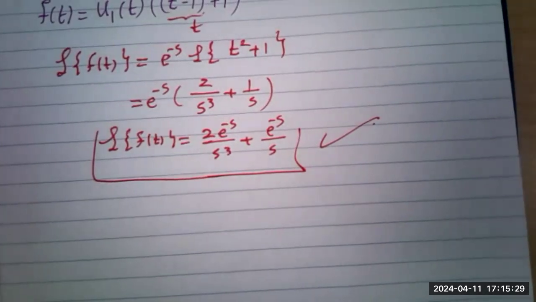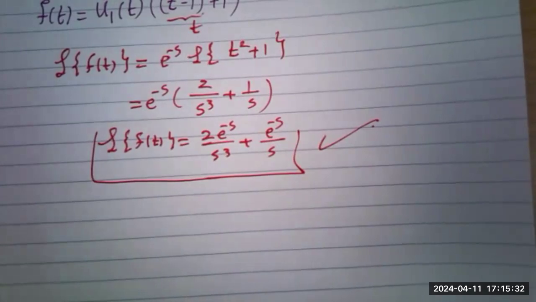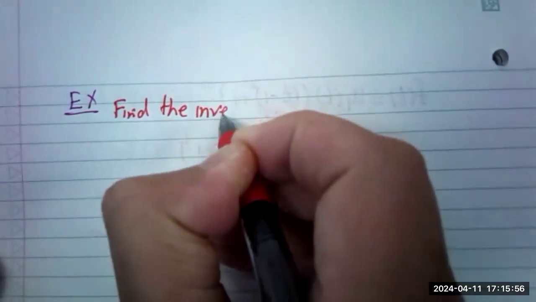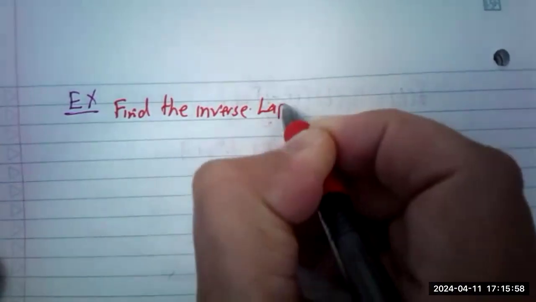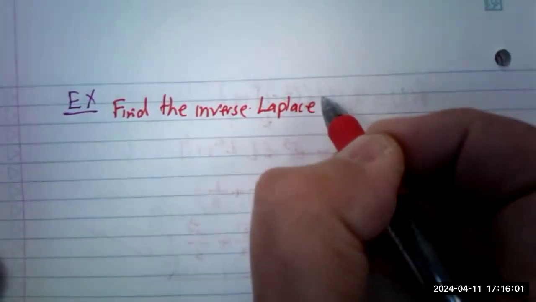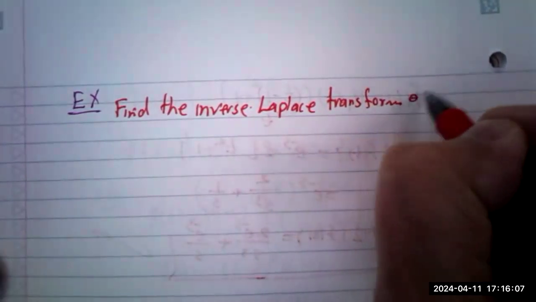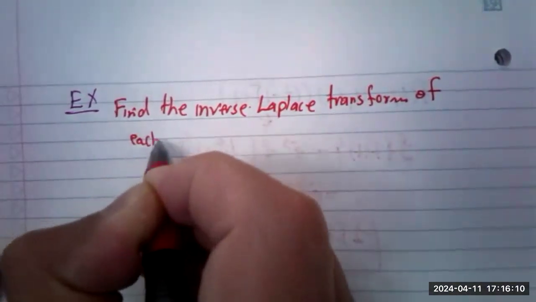So we are going to see how we're going to do it the other way around. Okay, because this is the way we are going to use it when we get to differential equations. So this is going to be the second group of examples. In this form, we want to do the other way around: find the inverse Laplace transform of each function.